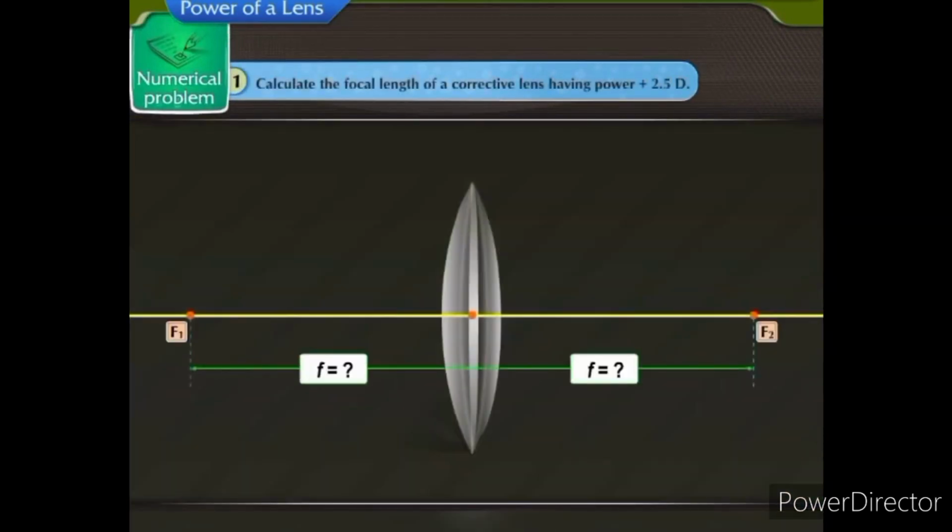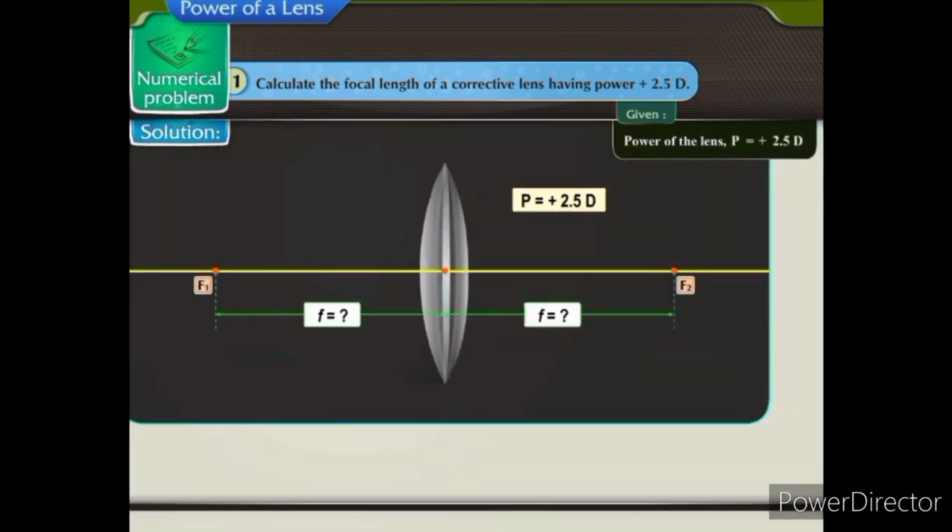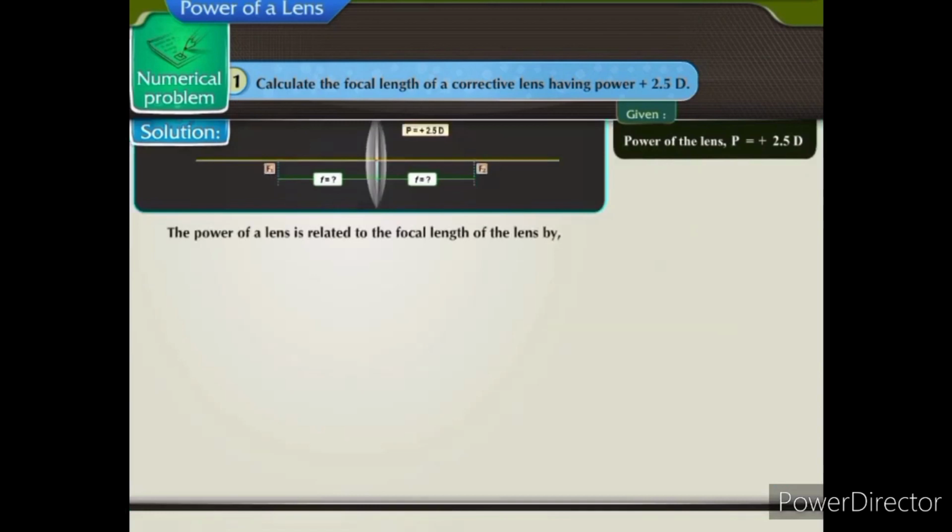1. Calculate the focal length of a corrective lens having power plus 2.5 D. Solution. Let us first write the given data. Power of lens P is equal to plus 2.5 diopter. We know that the power of a lens is related to the focal length of the lens by P is equal to 1 divided by f. Therefore, f is equal to 1 divided by P.